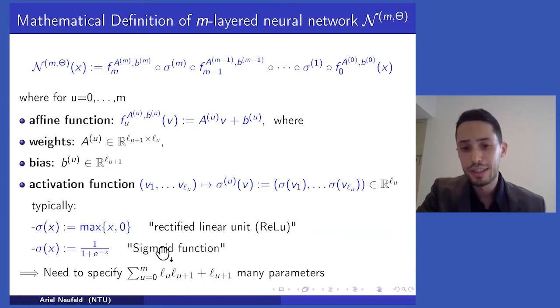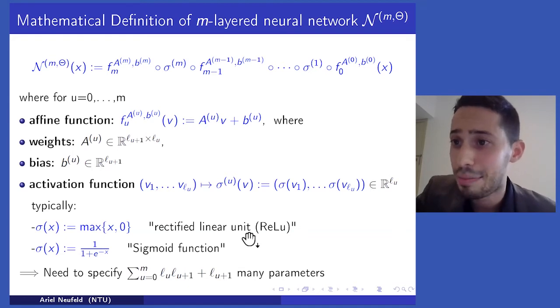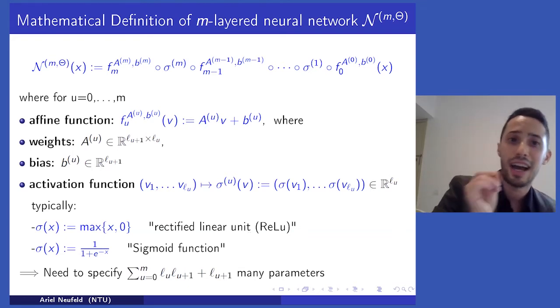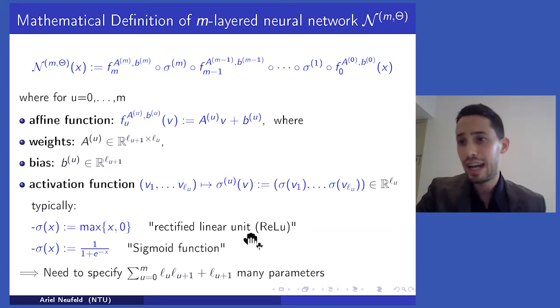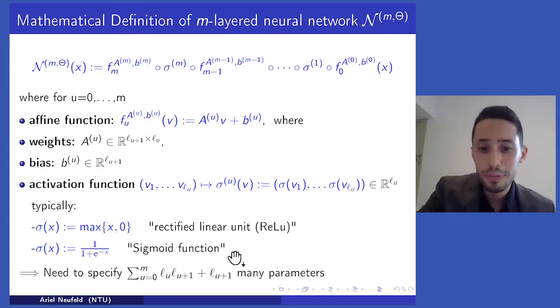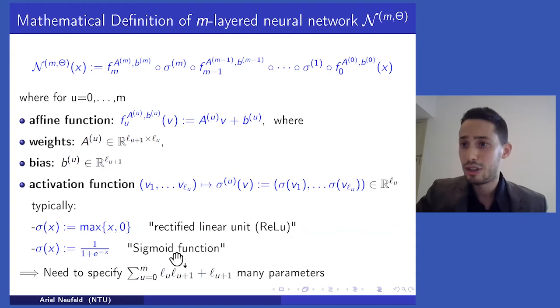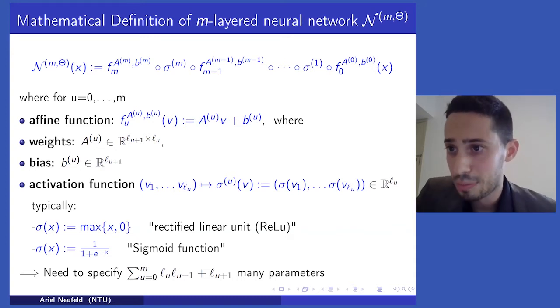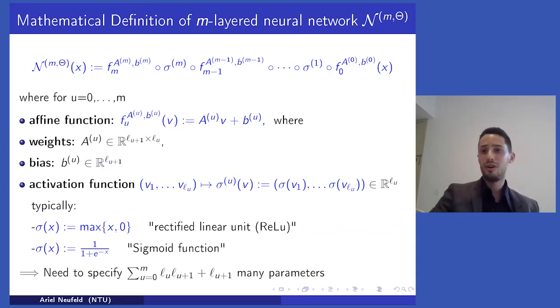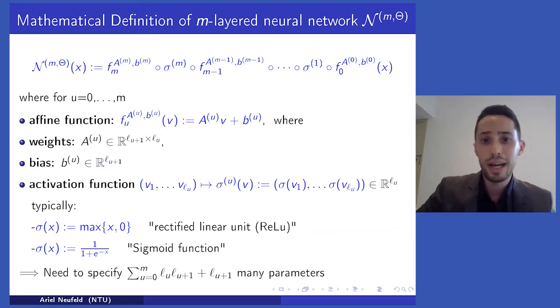Don't worry too much about this formula, but the key point is that this sum is finite. You just need to specify a finite amount of parameters to specify a neural network. And when we talk about training a neural network, it means we want to find optimal parameters. So we need to specify a finite amount of parameters, and this turns out to be a finite dimensional optimization problem. Okay, so now we're all on the same page about what we mean by an M-layered neural network.